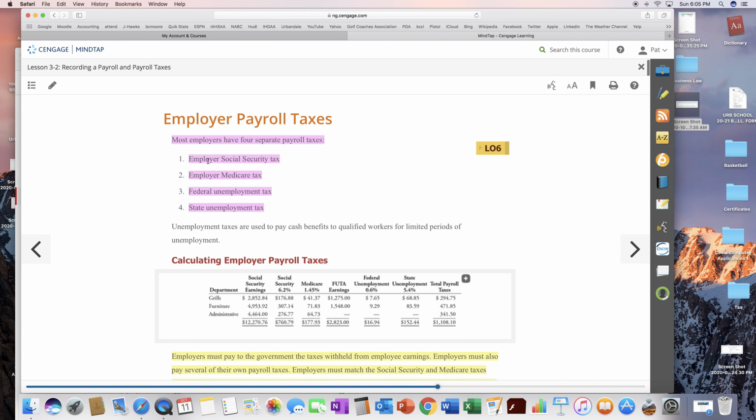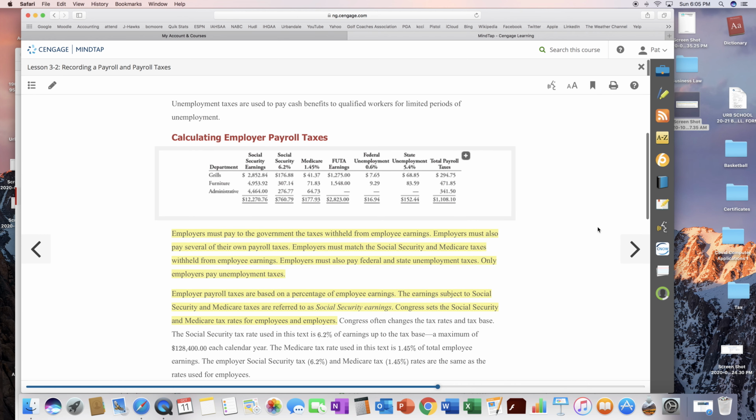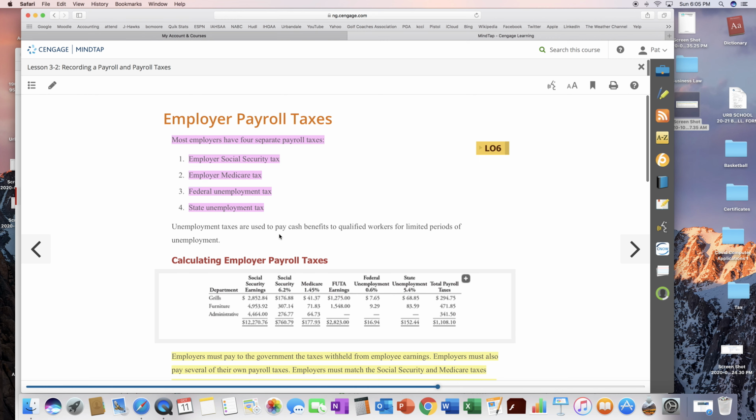These are the separate payroll taxes that we need to pay: employer Social Security, Medicare, unemployment, state, and federal. We'll fill this chart out. This will be one of the first things we do in work together. Each department has its deductions taken out. We want to know how much money each department has, like we did last time with total earnings and the salary expenses. We also want each department's deductions. So it talks about how employers must pay the government taxes. They have to pay several of their own, which you listed there.